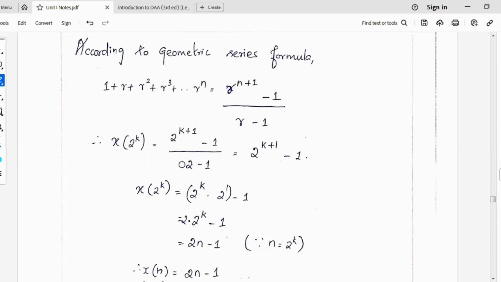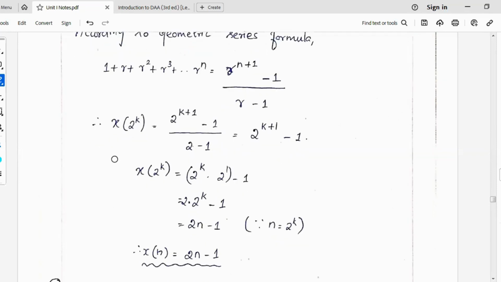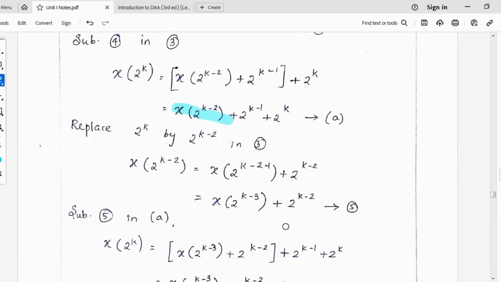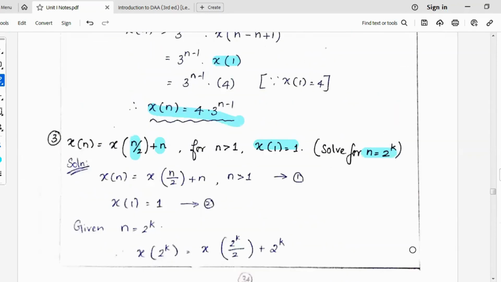By solving this, we are getting 2 power k plus 1 minus 1, right? So 2 minus 1 is equal to 1, and the remaining thing will be 2 power k plus 1 minus 1. So x of 2 power k equals 2 power k into 2 power 1 minus 1. Now we already know initially we had n equal to 2 power k. We started with this only.